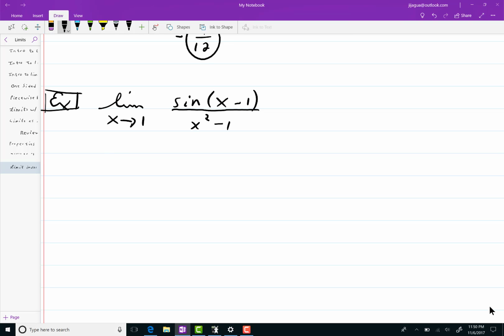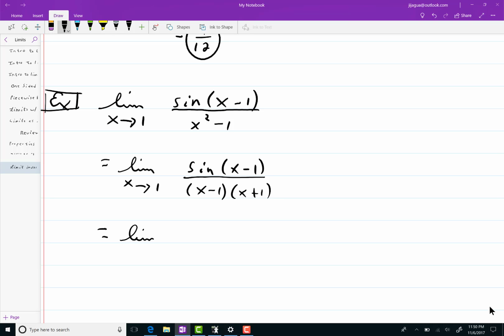Well, what I'm going to do is factor the x squared minus 1 into x minus 1 times x plus 1. So I have the limit as x goes to 1 of sine of x minus 1 divided by x minus 1 times x plus 1. Now I can break this up into a product of limits according to that product rule. So I can write this as the limit as x goes to 1 of sine of x minus 1 divided by x minus 1, times the limit as x goes to 1 of 1 over x plus 1.